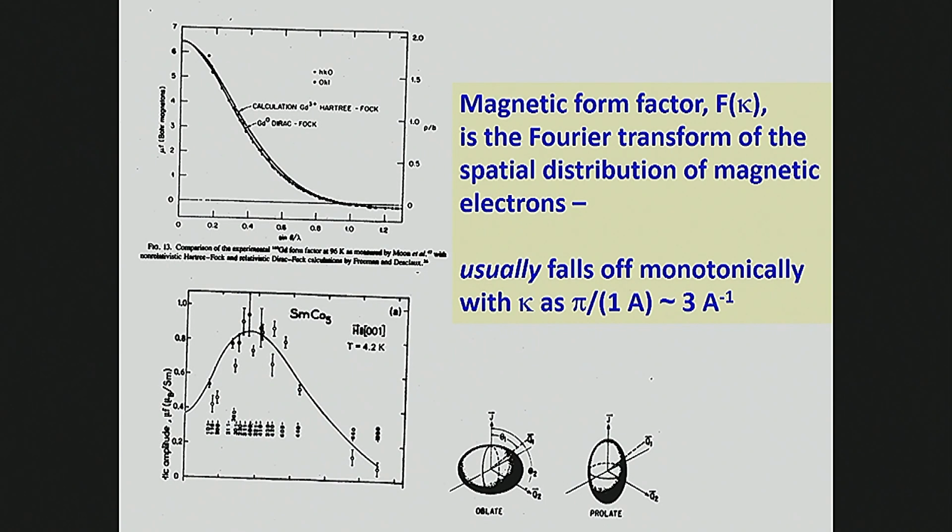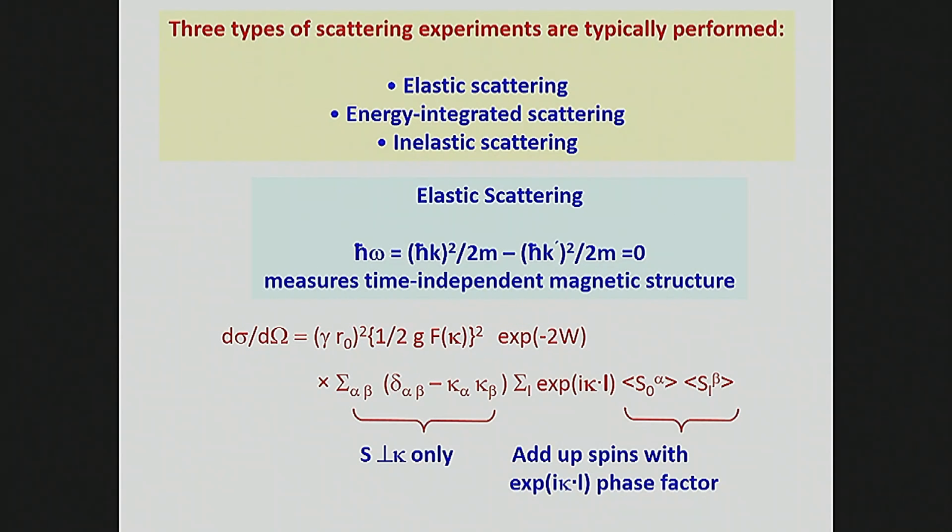Okay. And it can have a different shape depending on some of the differences. So as was the case when we were talking about inelastic scattering, there's three different types of scattering experiments we can do, which are kind of, in some ways, all the same: elastic scattering, energy integrated scattering, and inelastic scattering. And so for elastic scattering, this is what the cross-section would look like: form factor, polarization factor, and then we're gonna add up the spins at different sites with a particular phase factor that's set by the momentum transfer.